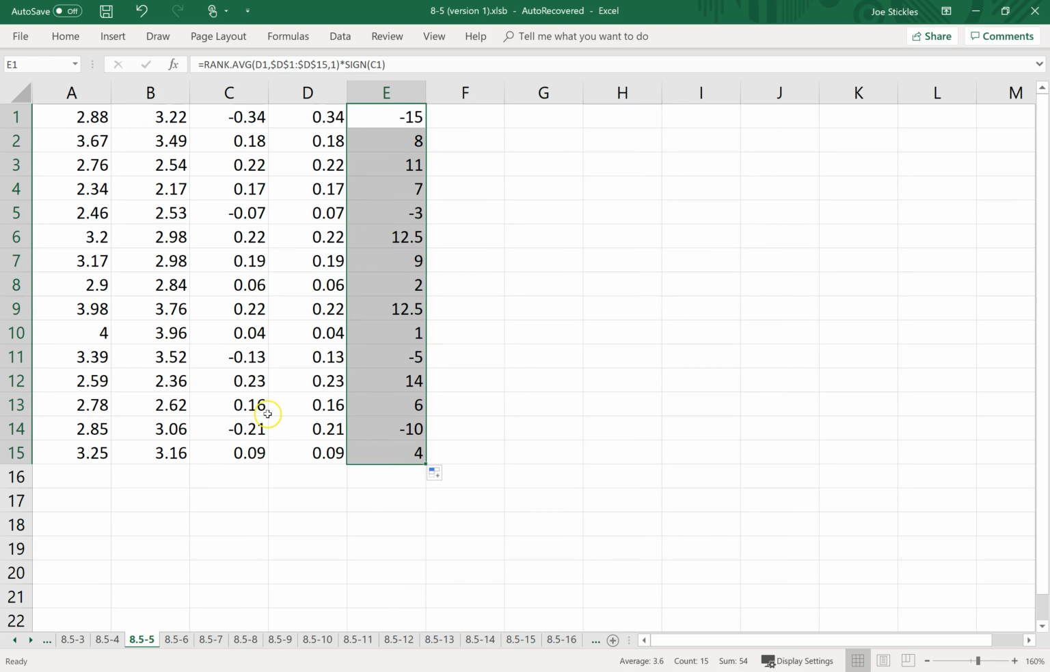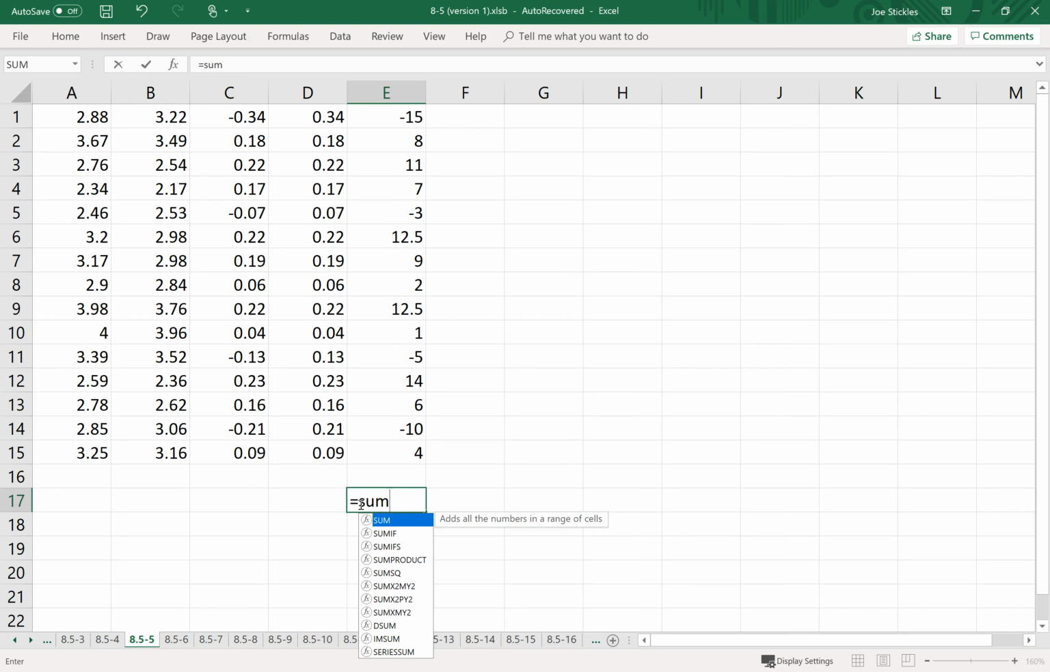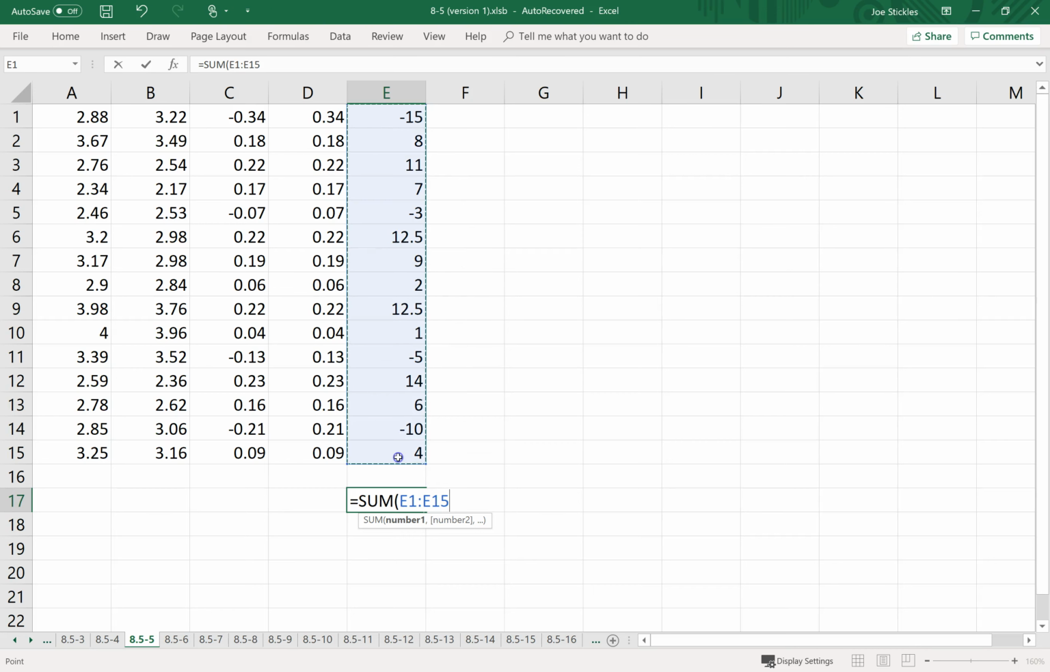And in this case, since we're doing paired differences, I want to know, does it appear that the median is bigger than 0? It looks like it, because there's definitely more positives than negatives. But again, we'll want to compute the sum of this. That's our Wilcoxon statistic, the sum of those things.